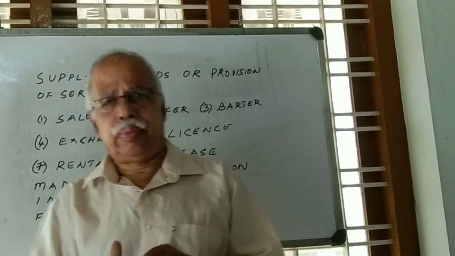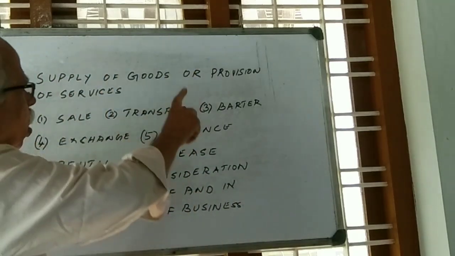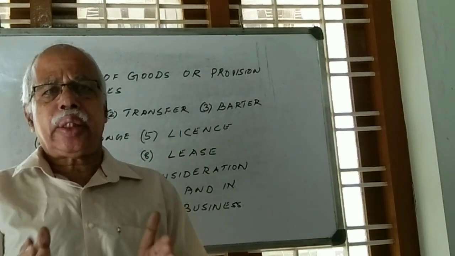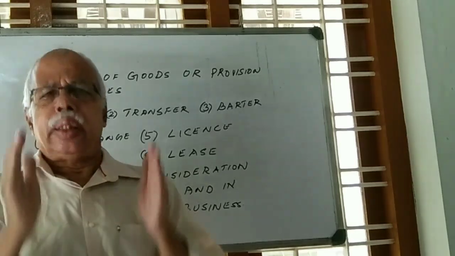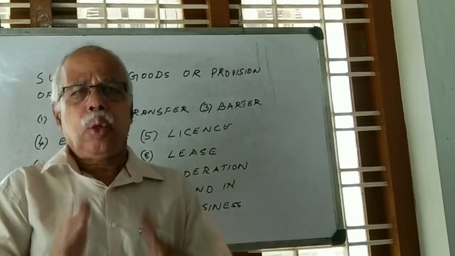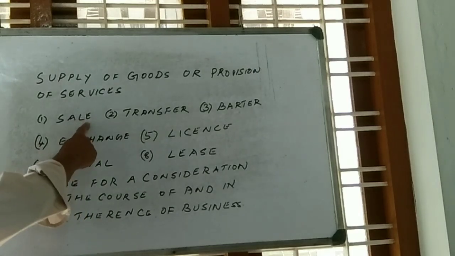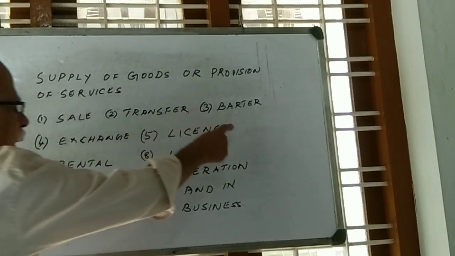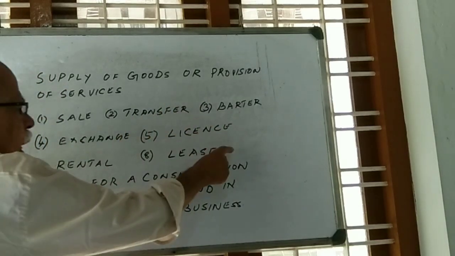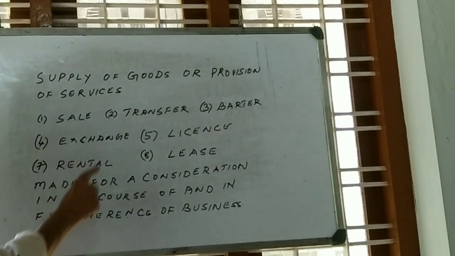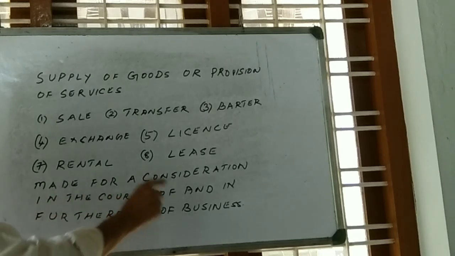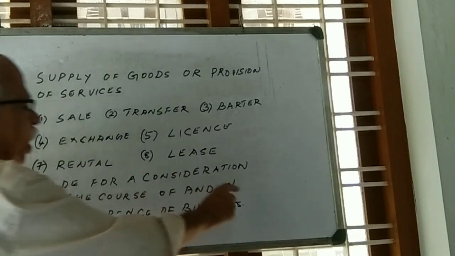Taxable event includes supply of goods or provision of services. The term supply acquires a wider scope under the GST laws. It includes sale, transfer, barter, exchange, license, rental, lease, etc. made for a consideration. For a consideration means for getting something in return, either in cash or in kind, in the course of and in furtherance of business.